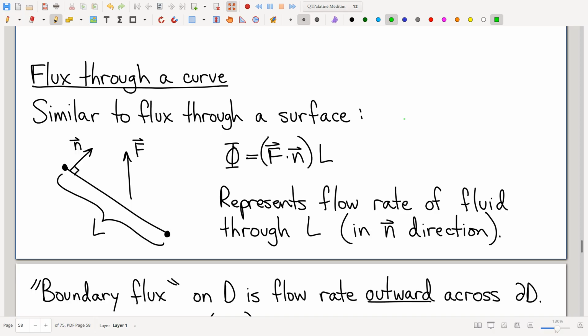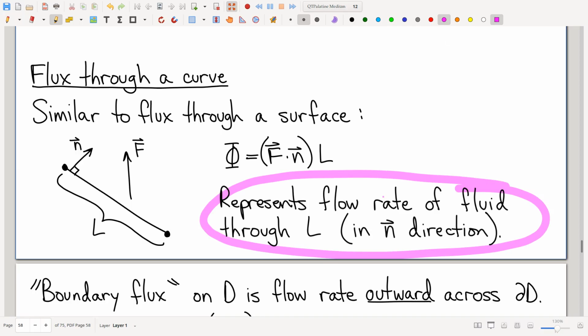A nice exercise I want to encourage y'all to do is that if you are interested in counting the total flow rate of zebras, how many zebras per unit time, here is the 2-dimensional version of flux that computes that. And notice it looks an awful lot like the previous form, the 3-dimensional formula. The 3-dimensional formula was F dot N times the area of the surface. Here it's F dot N times the length of the straight edge curve.